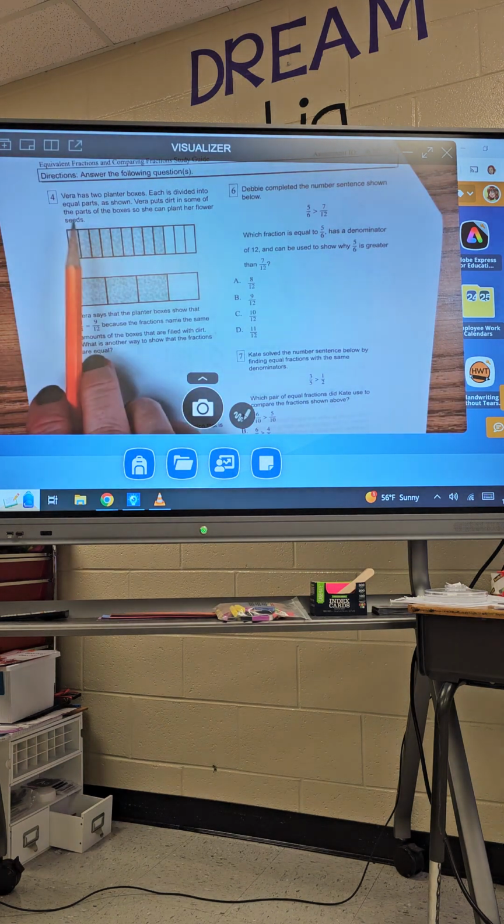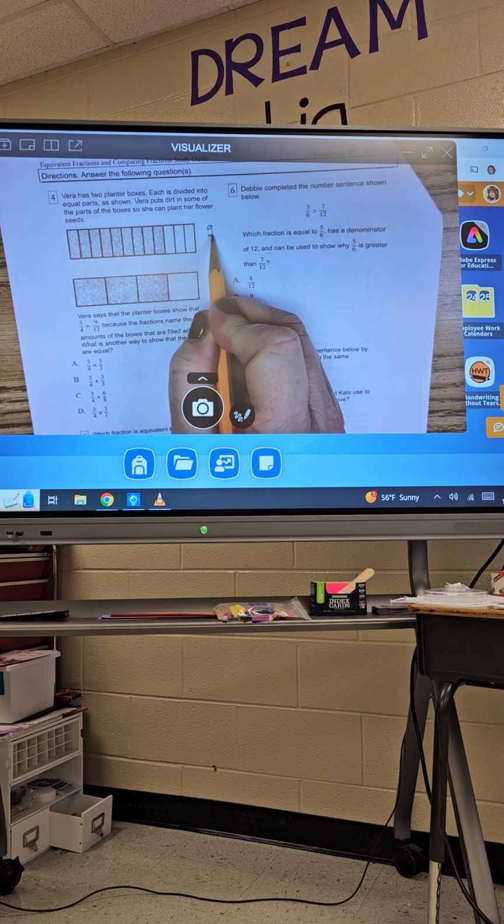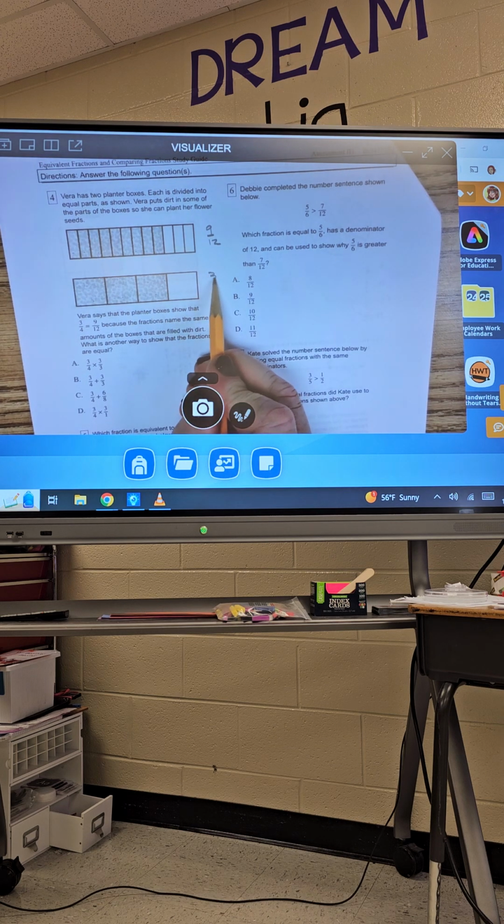All right, Vera has 2 planters. Each is divided into equal parts as shown. Vera put dirt in some of the parts of the boxes so she could plant her flowers. So this is easier to see. 1, 2, 3, 4, 5, 6, 7, 8, 9 out of 12. So I'm going to write it down here. And then 1, 2, 3 out of 4.